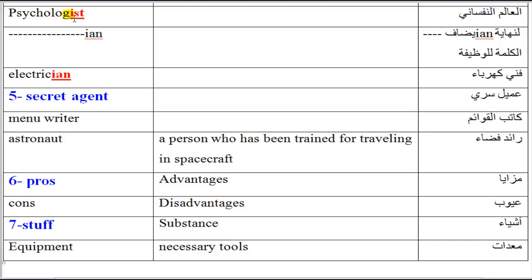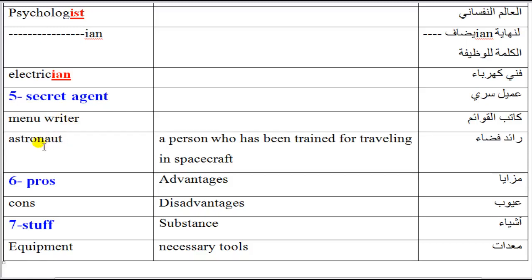Psychology, psychologist, IN, electrician. 5. Secret agent. Mini writer. Writer, T soft D between two vowels. The T here, we pronounce it D. Fast D or soft D. Mini writer. Astronaut.